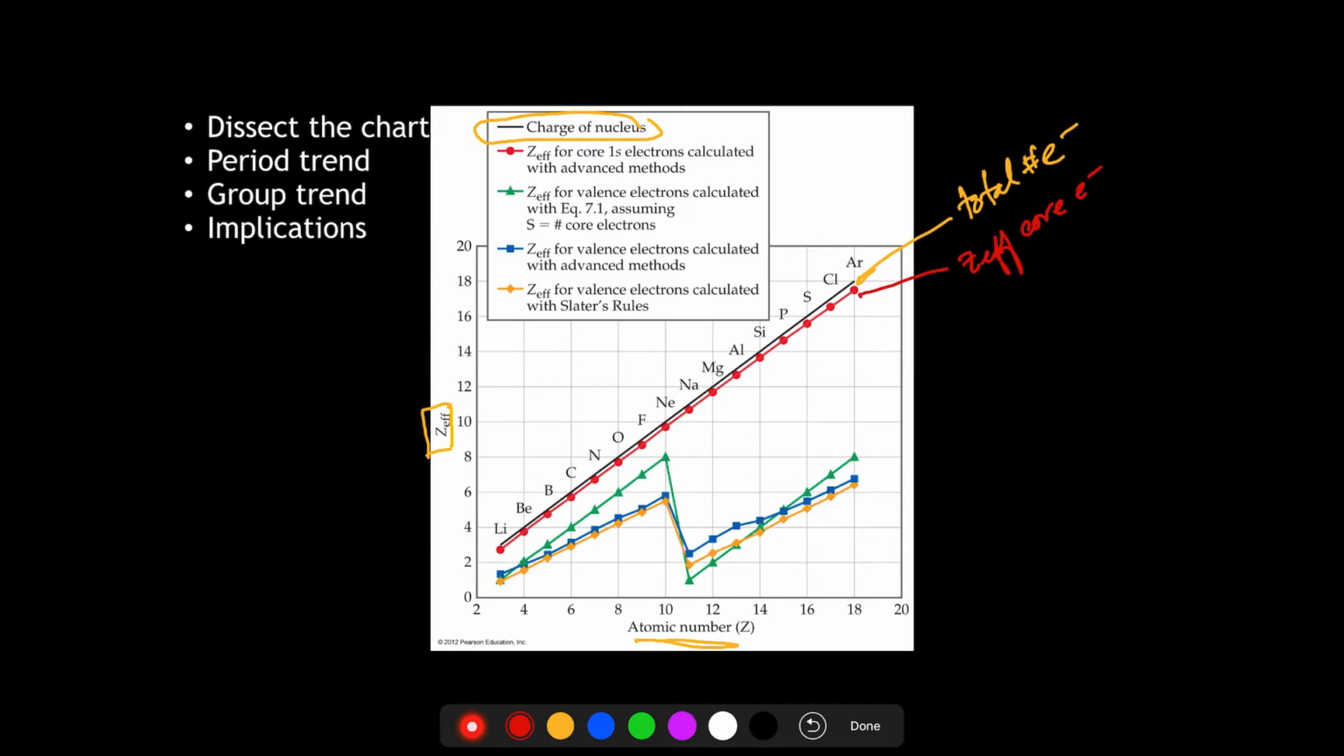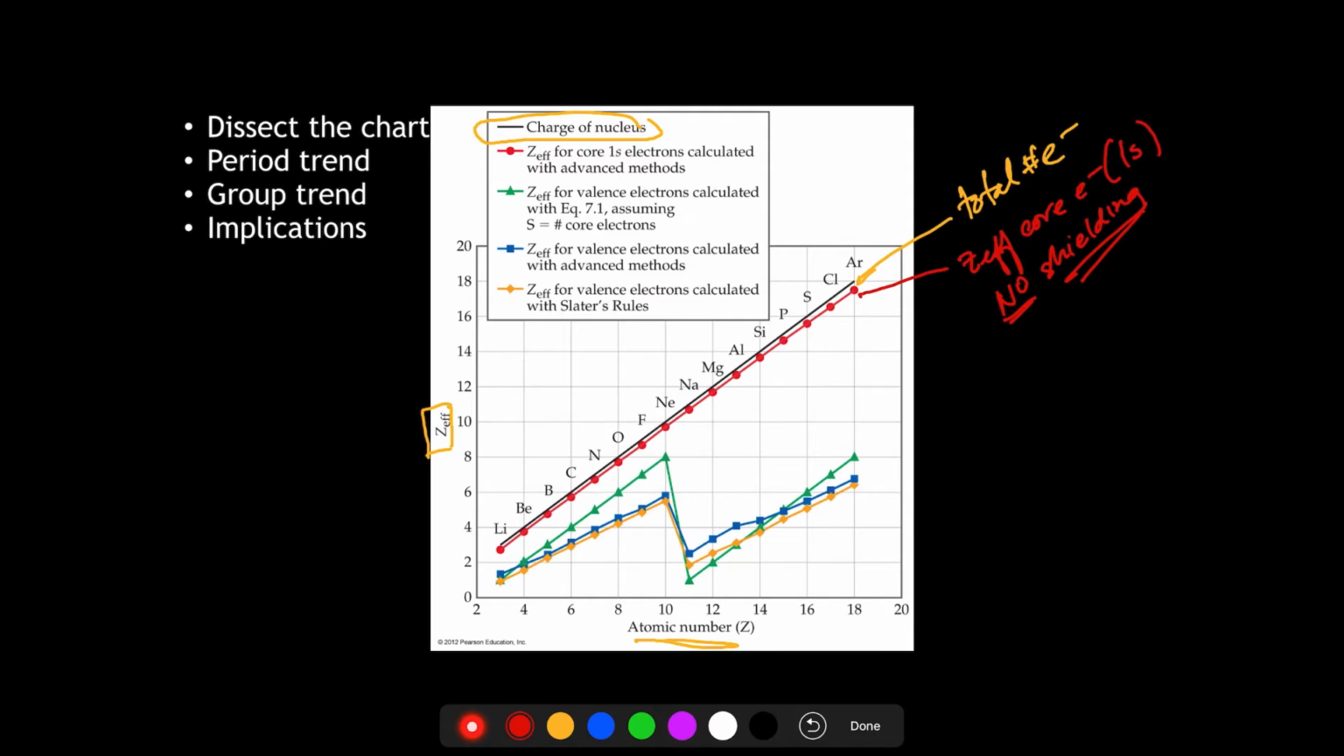Now, note that that red line tracks exactly with that black line. Why? Because there is no shielding for these electrons. The core electrons, specifically these are 1s, are the ones literally adjacent to the nucleus. There is no shielding. So as the nuclear charge increases, those 1s electrons, which are still the shell closest to the nucleus, just have an increased nuclear attraction. Does that make sense? No shielding for 1s electrons.